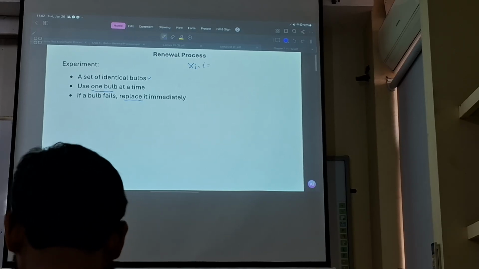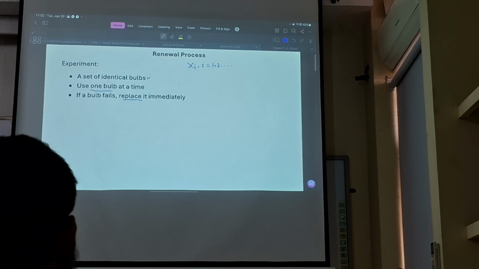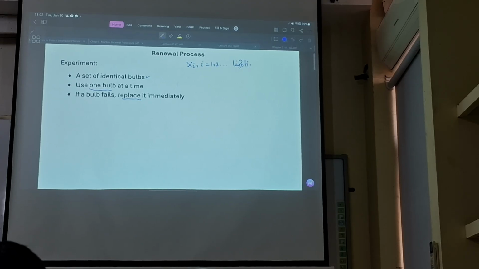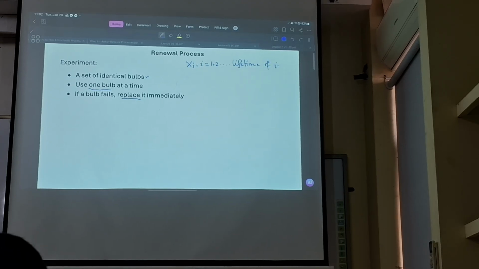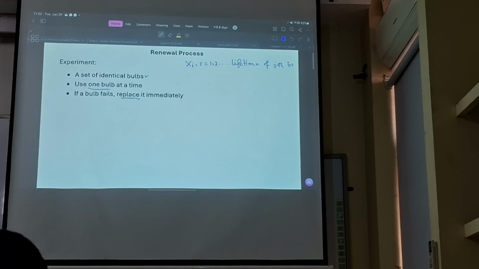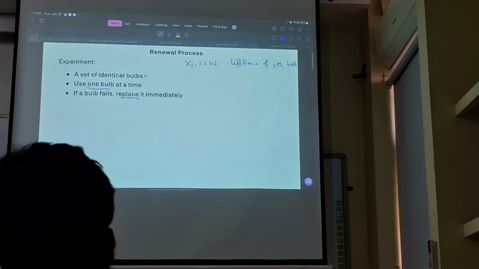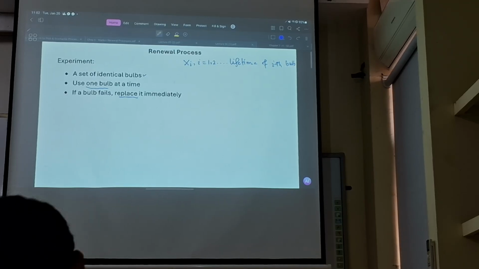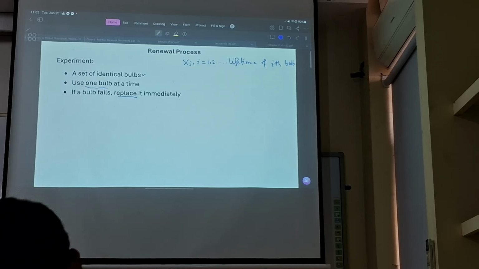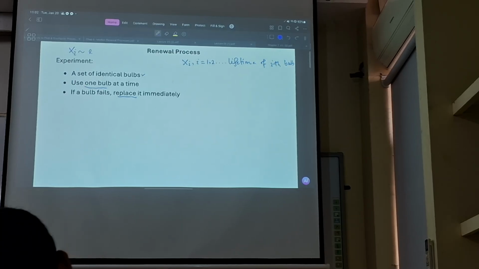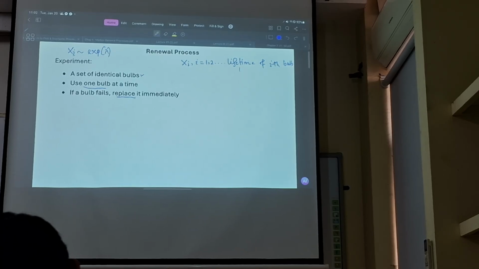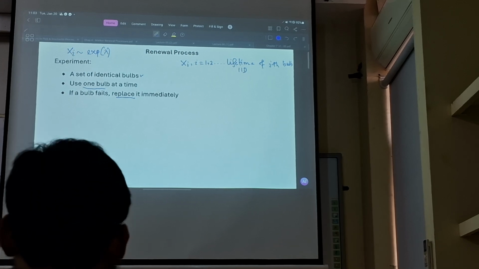Xi. The Xi's are the lifetime of the ith bulb. Whenever we are replacing the bulbs when it fails, suppose Xi is exponential with rate lambda, and we also assume that the Xi's are IID. IID means they have the identical distribution, they are independent.